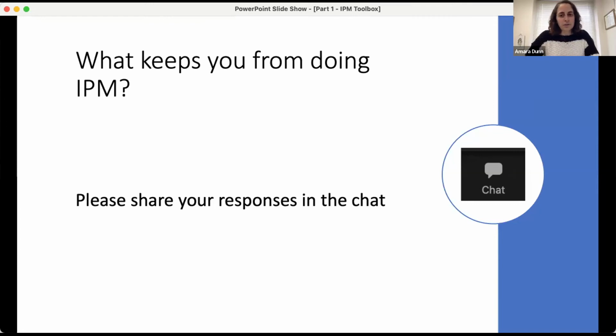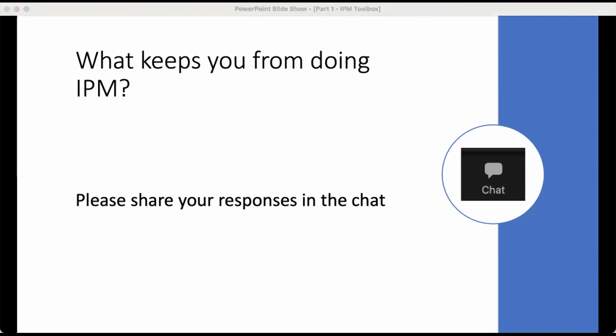So we've talked about all these tools, and it would be very understandable if you're thinking, you know what, I know I should use all these tools, but it's hard. It takes a lot of time. I don't have the equipment. It costs money. So this is your opportunity to do a little bit of venting. What are the things that keep you from doing IPM? What makes IPM hard? You can share your responses in the chat. And I'll add that we truly do want to know what is difficult, because we can talk all day about how to do it, but if we don't know what's difficult, then we aren't really helping you that much, are we?